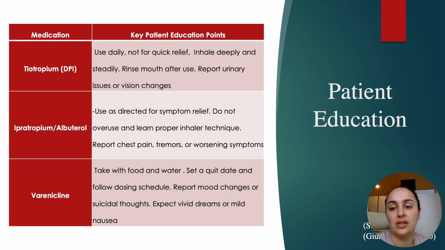Patient education includes teaching patients to inhale deeply and steadily through the device and to use it daily. The patient should rinse their mouth after to reduce dry mouth and the potential risk of thrush. With ipratropium albuterol, instruct patients to use it as directed for symptom relief, avoid overuse, and report chest pain, tremors, or difficulty breathing.